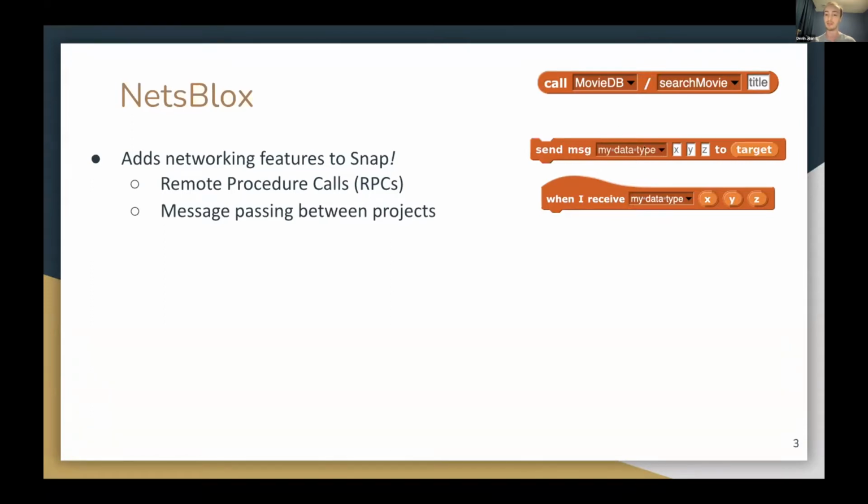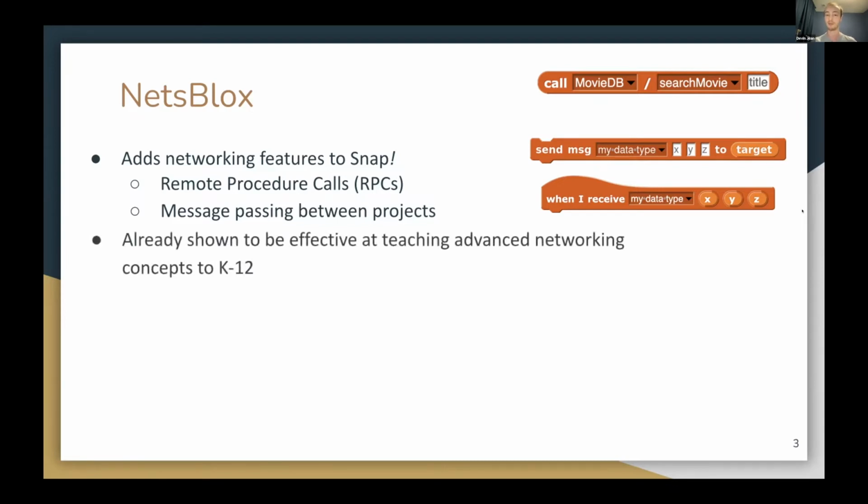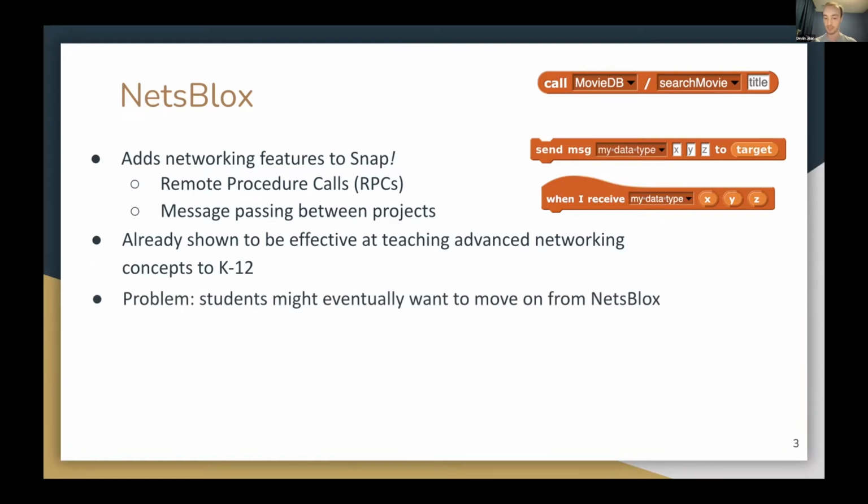So we can make a data type called, for instance, my data type, and give it three fields, X, Y, and Z, let's say. We can send this structured block of information to some target over the network, and that target can receive it. It unpacks the fields automatically, making them variables, and they can do whatever code they want. Those are basically the two networking primitives that NetsBlox provides. Now, the benefit is that this has already been shown to be highly effective at teaching some of these advanced networking concepts to K-12 audiences, which is great, but the problem is that students might eventually want to move on from NetsBlox to other environments such as textual languages.